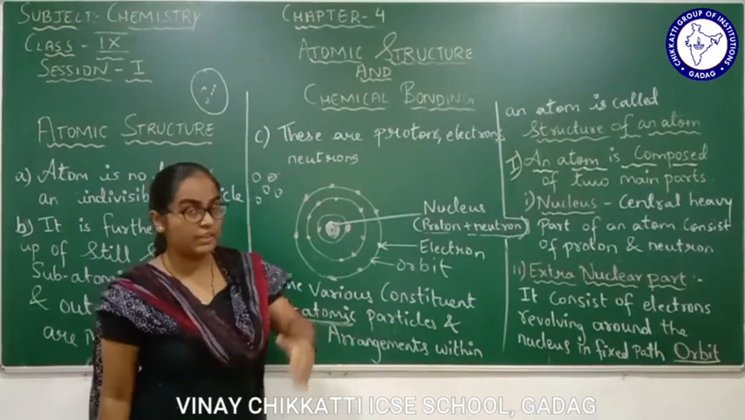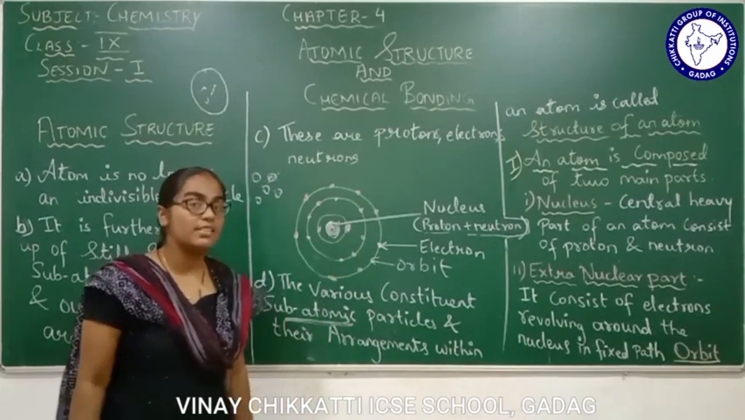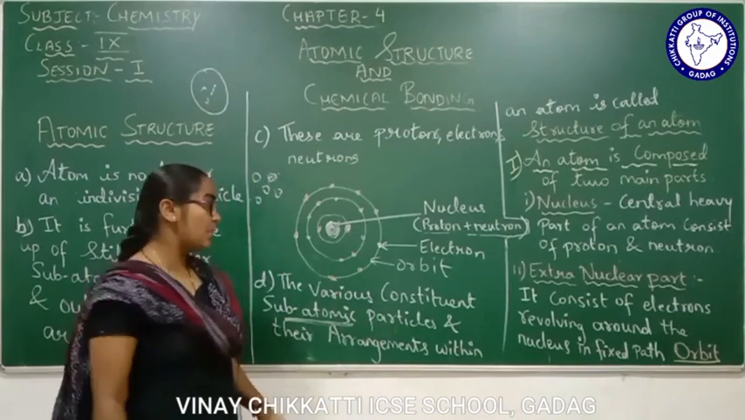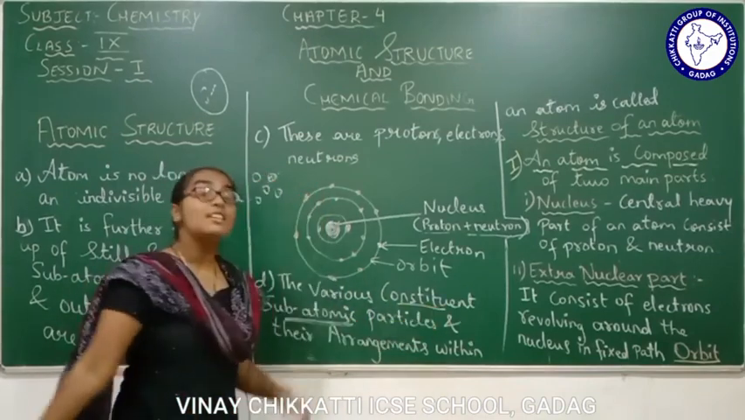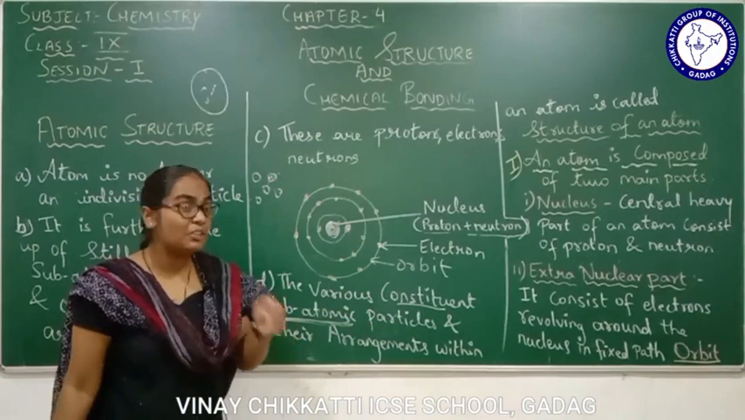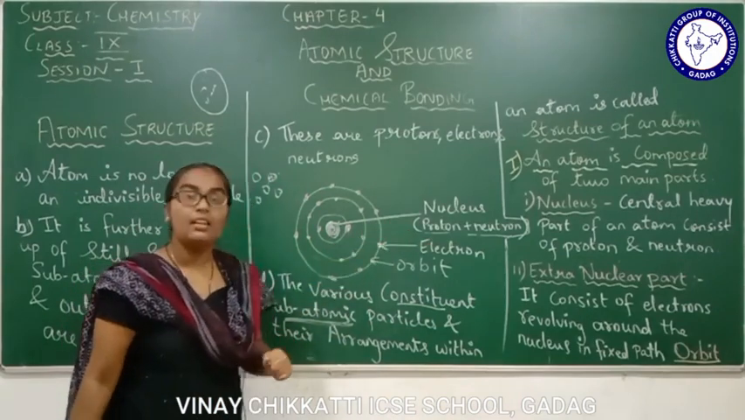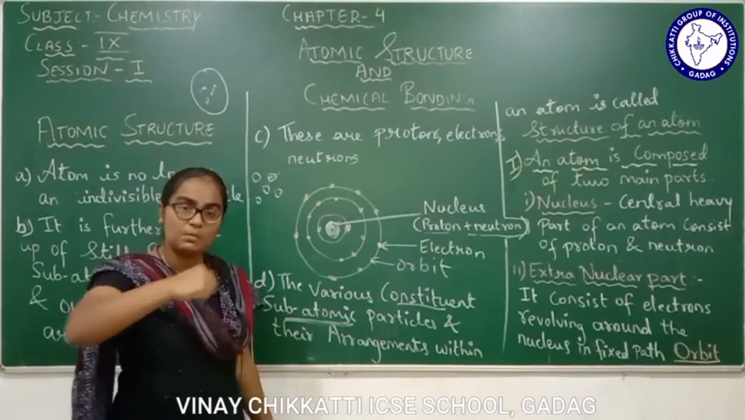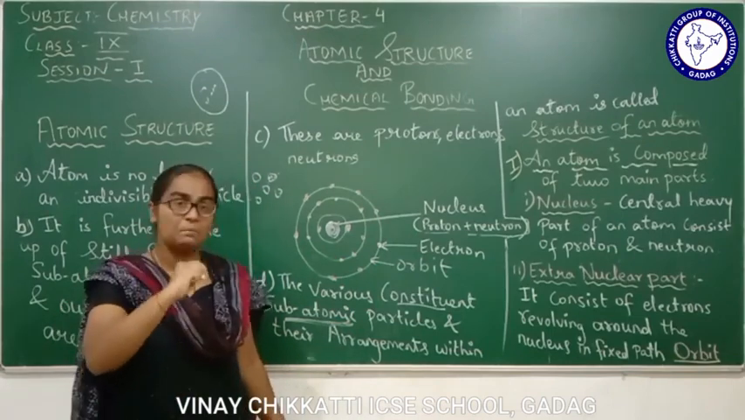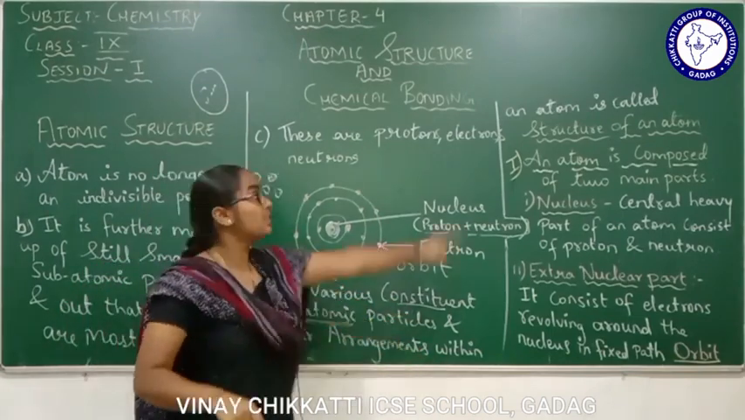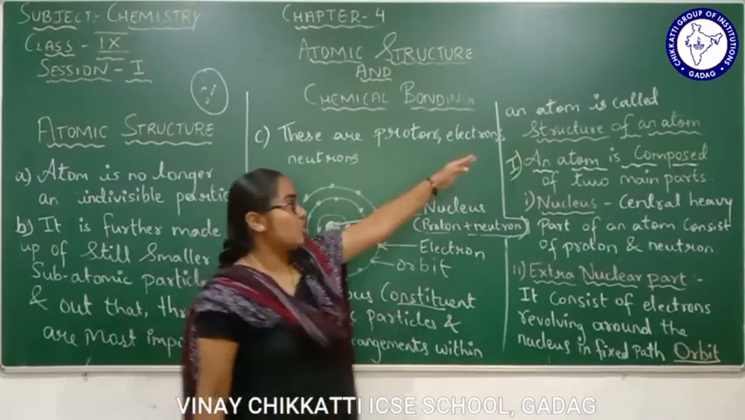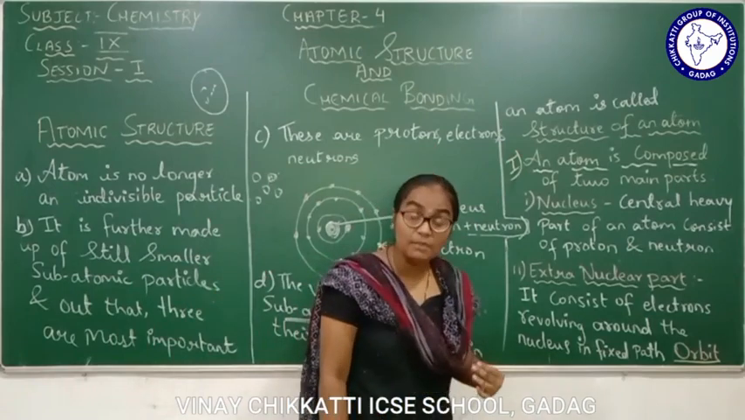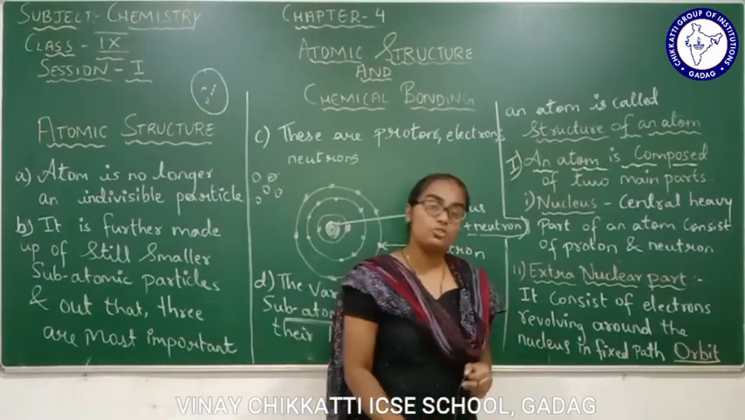And if I want to define the structure of an atom, what does it mean? Structure of an atom means the various constituent subatomic particles, meaning these three particles, and their arrangement. Arrangement means their location within an atom, and this is called the structure of an atom. So that was all about the structure of an atom and the terminologies which are used over there.